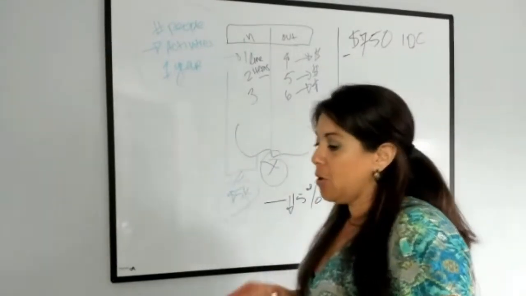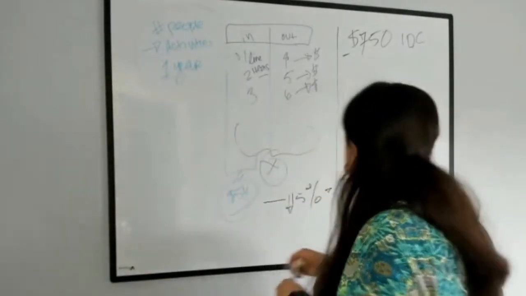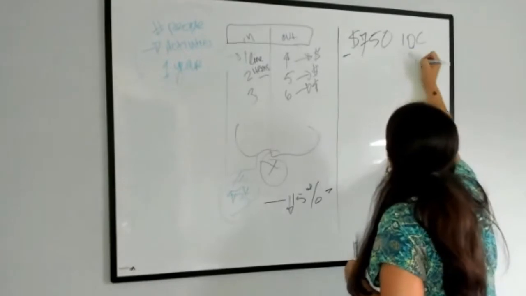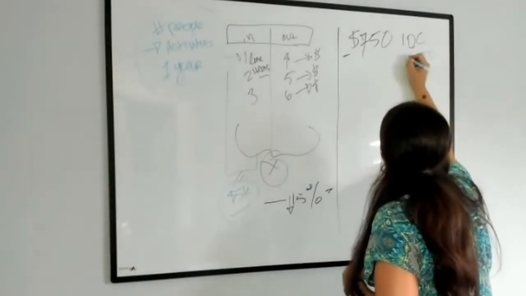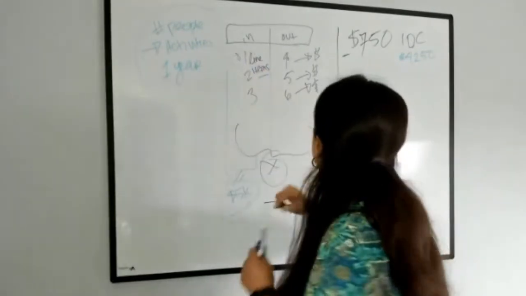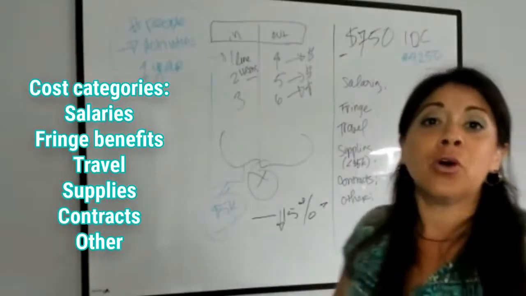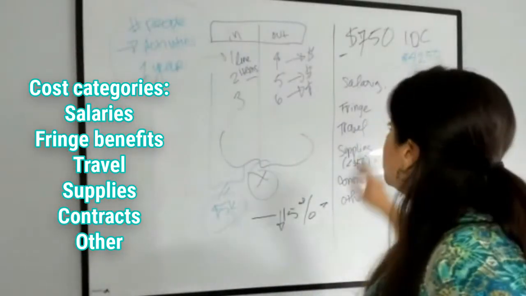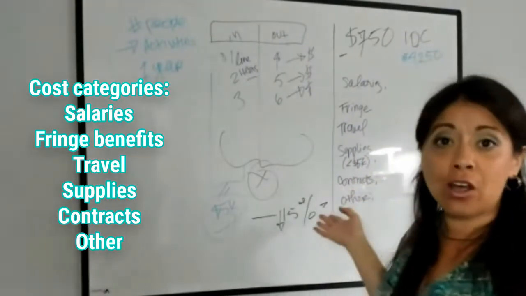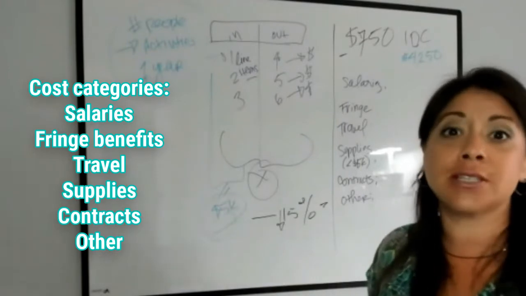So then what we want to do is say the remainder, what we have left is $4,250, right? So if that's the remainder of what we have left for our line items 1, 2, and 3, then we need to think about our cost categories, right? These are the typical cost categories for a grant program. So you'll have salaries, fringe, travel, supplies, contracts, and other. Any state budgets, federal budgets, they're typically broken down into these categories.